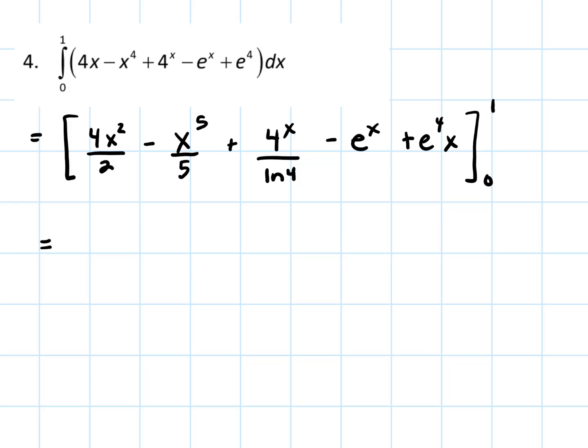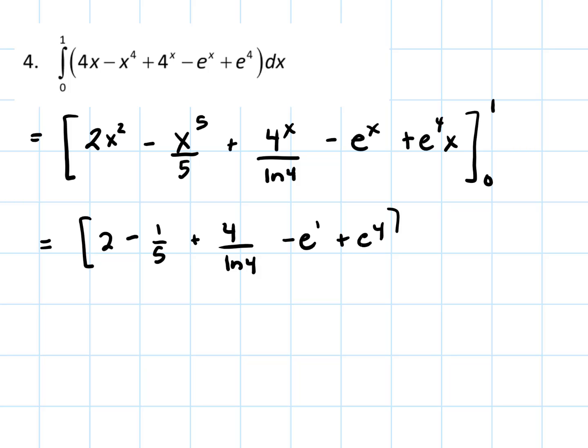Is there not much to simplify? I'm just going to simplify this part here and write that as 2. Now let's throw those two bounds in and subtract. So we're going to get 2 minus 1/5 plus 4 over ln of 4 minus e to the first plus e to the fourth, minus, and then we're going to get 0, 0, plus 4 to the 0. 4 to the 0 is just 1, so I'm going to write that as 1 over the natural log of 4 minus 1 plus 0.